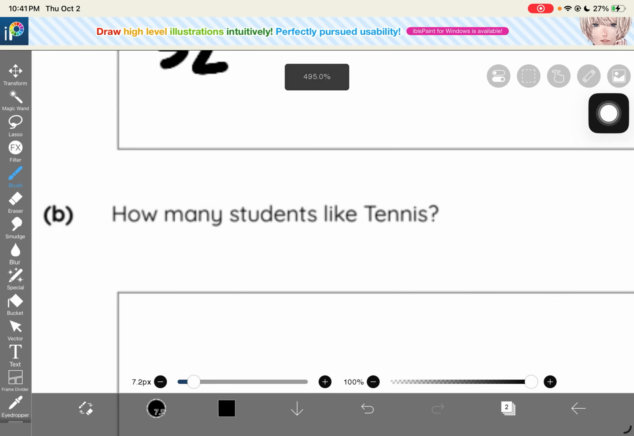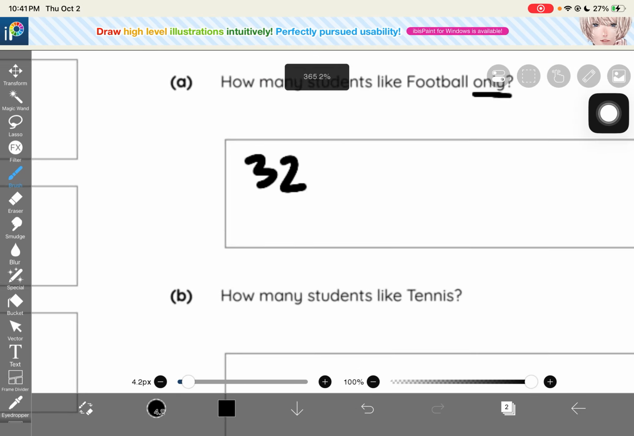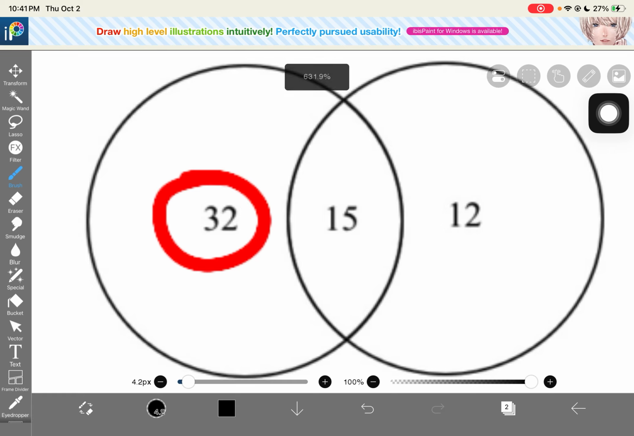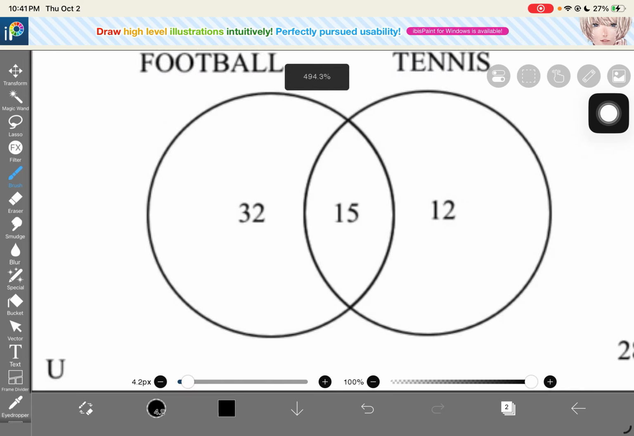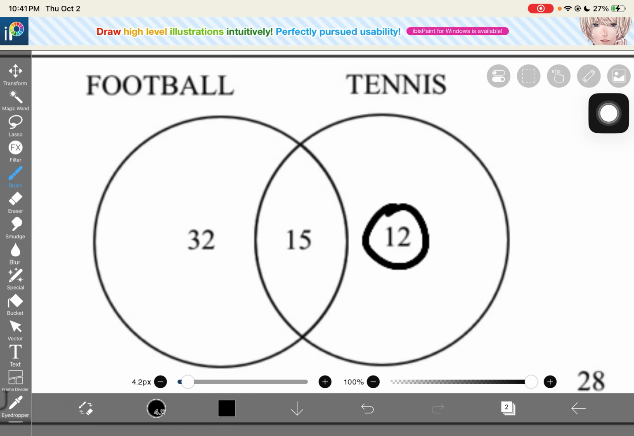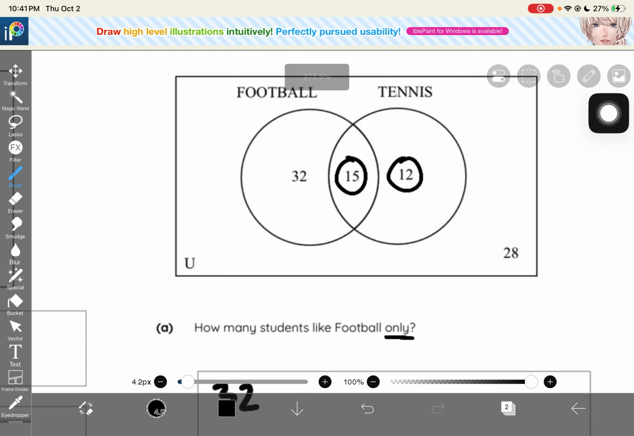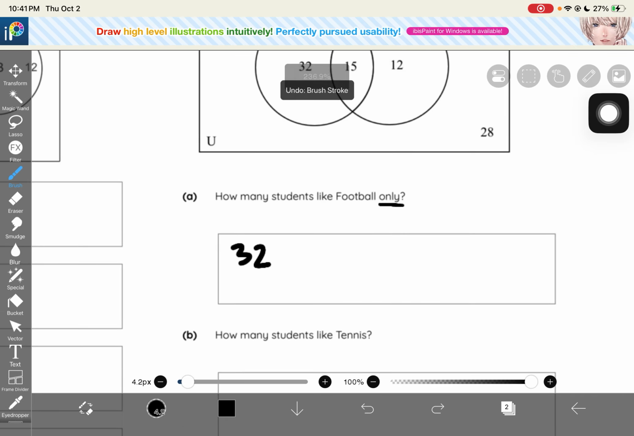However, if there's no mention of "only", like how many students like tennis, we can actually include the intersection. So these people like tennis, and there's no restriction that it's only tennis, so we can include these people here. So 15 plus 12, that's 27.